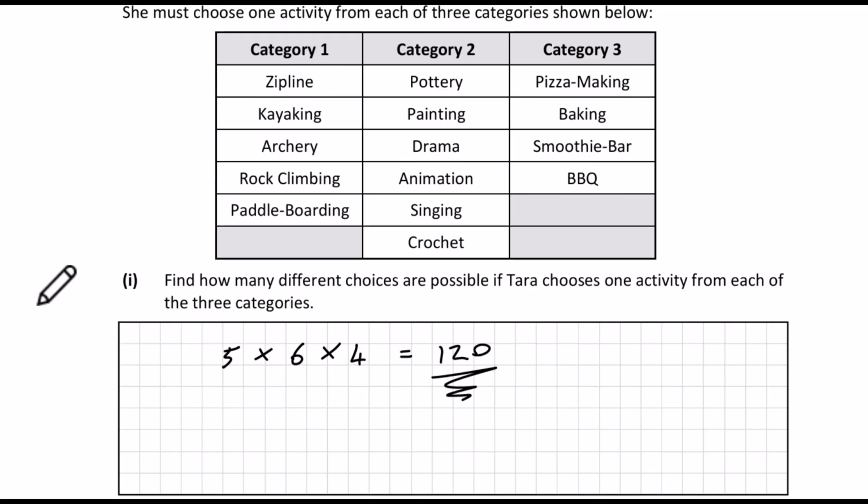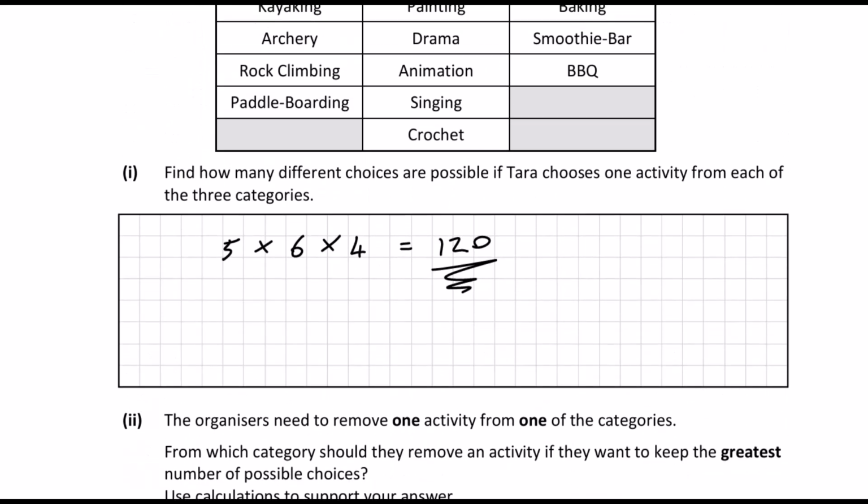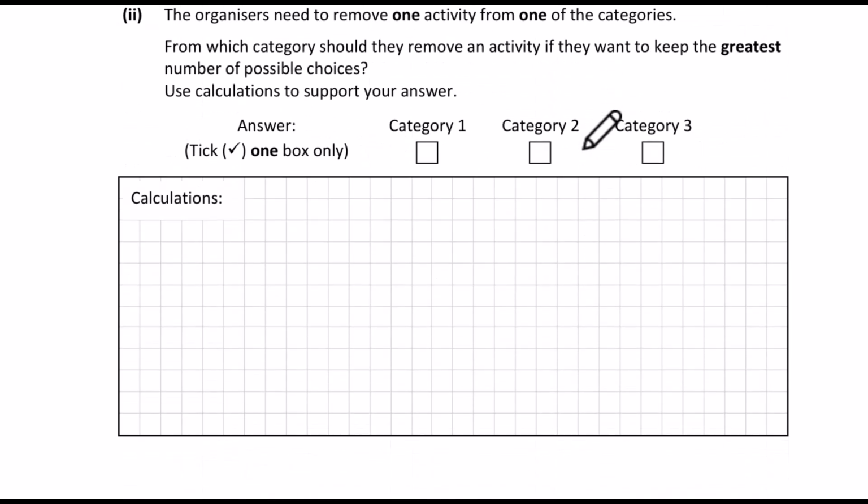Okay, so next question then. The organizers need to remove one activity from one of the categories. From which category should they remove an activity if they want to keep the greatest number of possible choices? Use calculations to support your answer. Okay, so we had 5 by 6 by 4 in question 1. So let's just remove one of these here. That would leave us with 4 times 6 times 4. If you do that, you get 96 options.